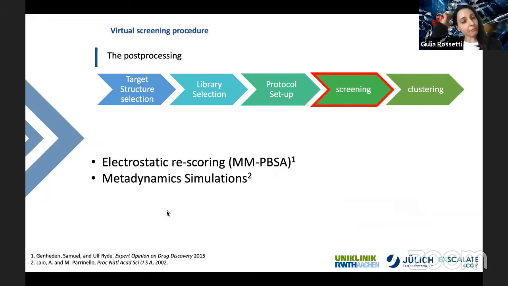And the ones that we plan to use in Jülich, and unfortunately I do not have yet finalized results here, is on electrostatic rescoring in the first place. And then we plan to run extensive metadynamics simulation, not only for post-processing, but also, let's say, to have some enlightenment concerning the mechanism of action of this ligand.